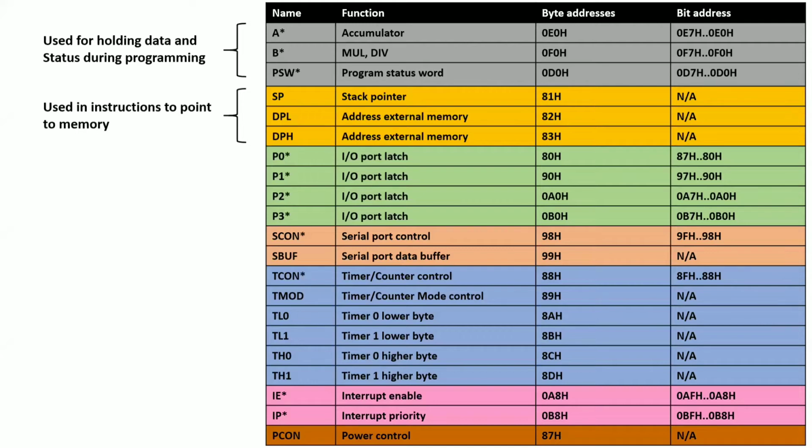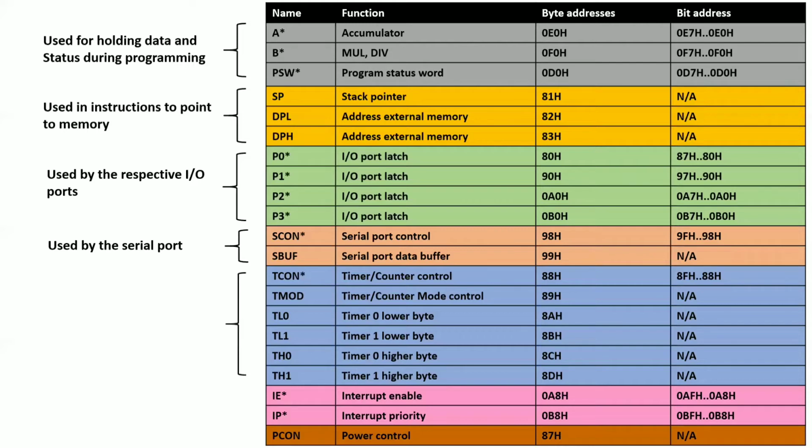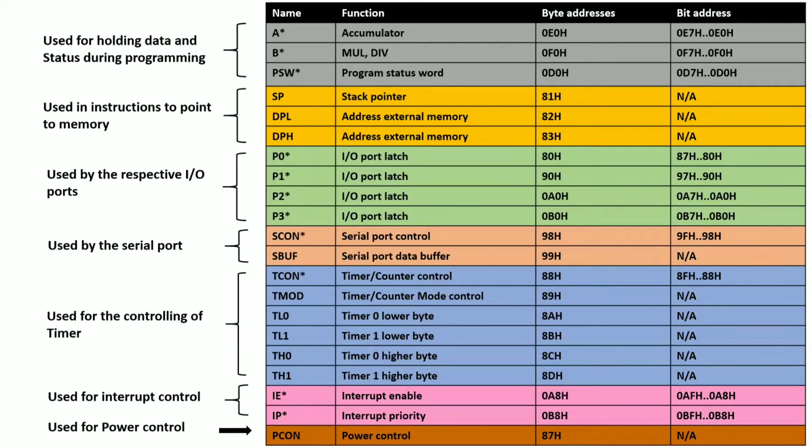SP is your stack pointer, then the DPH, and the remaining are used for the ports. There are 4 ports, and for these 4 ports we are using these registers. There is a serial port, for which we are using 2 registers, SCON and SBUF. There are two timers, and for timers we are using these registers. There are interrupts, and for interrupts we are using two registers. The last one is power control. There are power control features for your 8051 microcontroller, and for using those we are using these registers. Now we will see one by one.